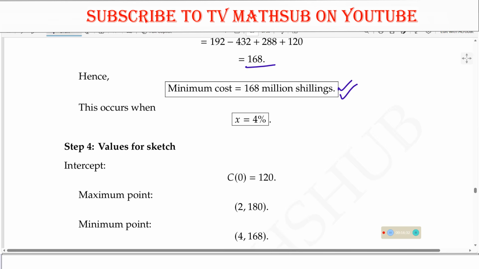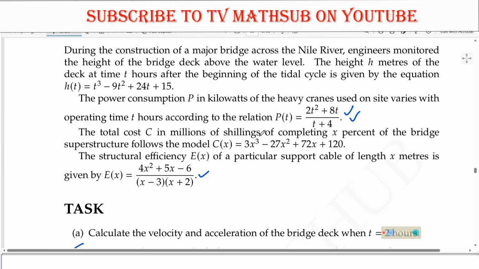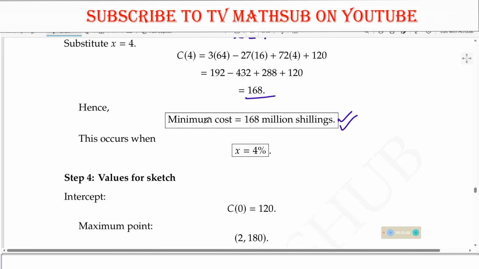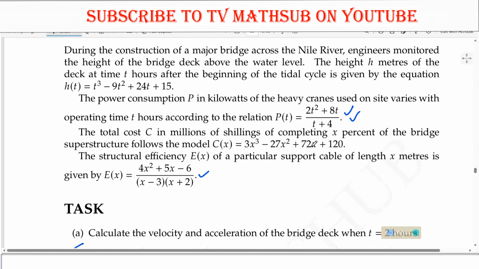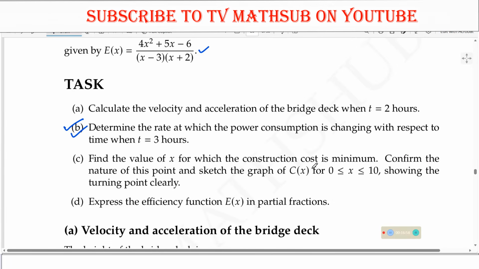And this occurs when x is equal to 4. Remember, x is x percent, because we are saying the total cost, in millions of shillings, of completing x percent of the bridge follows this. So it means the minimum cost will be this, and this occurs when x is 4%. So from there we also need to sketch the graph of c of x for this range here.